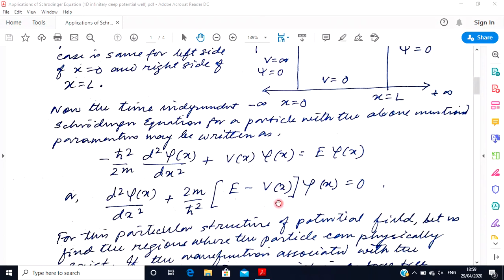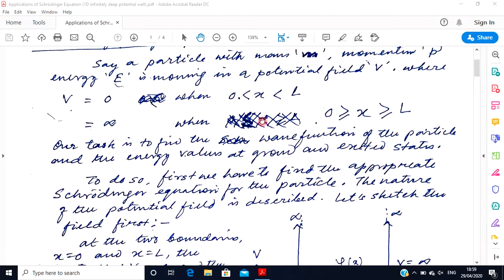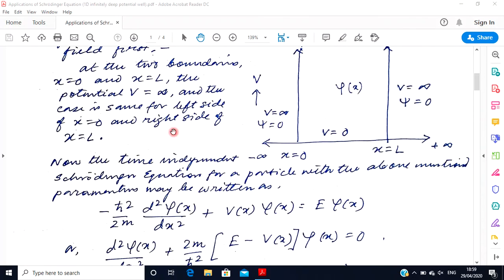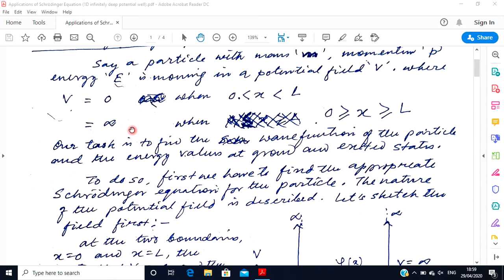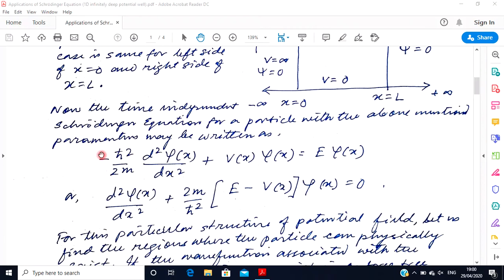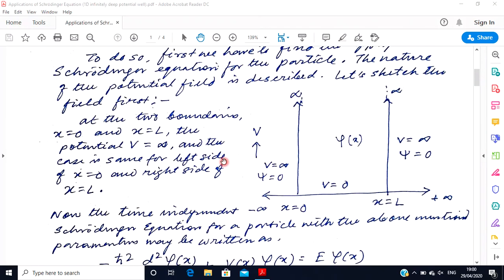Now here we have to modify this V(x). That means the V(x) is given here. So we have to modify according to the problem or according to the situation given, and then we will get the modified Schrödinger equation.